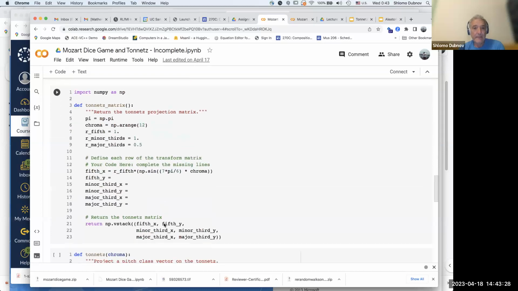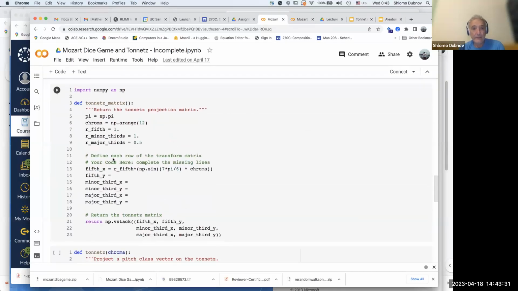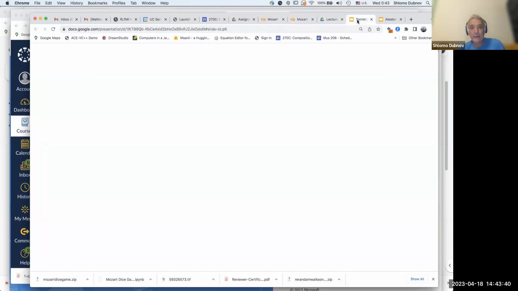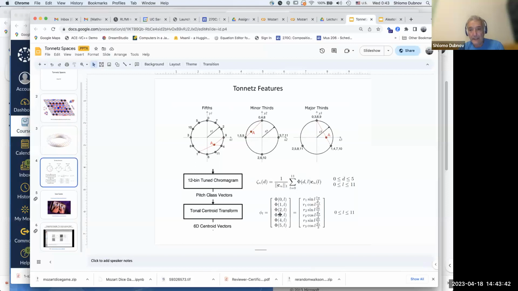And then we go to the Tonnetz part. Here you have to complete the missing lines from the Tonnetz matrix. So let's go back to the slides about Tonnetz. This is the Tonnetz transformation, this is the matrix. You can see that this is R1 sine of l 7 pi divided by 6, and l goes from 0 to 11.